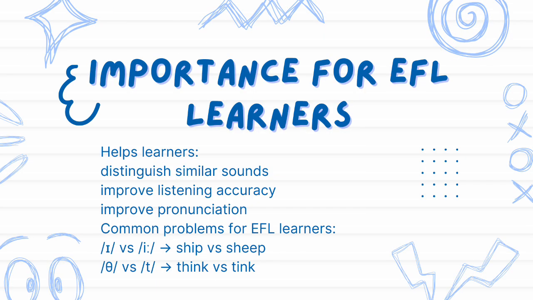This is important for EFL learning. Minimal pairs help learners distinguish similar sounds, which is often difficult for EFL learners. They also improve listening accuracy and pronunciation because learners become more aware of small sound differences. Common problems include sounds like ship and sheep or thin and thing.